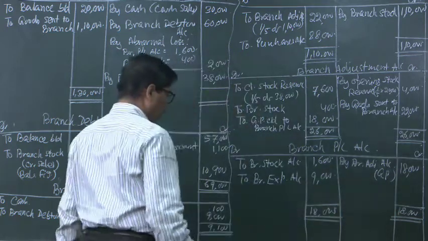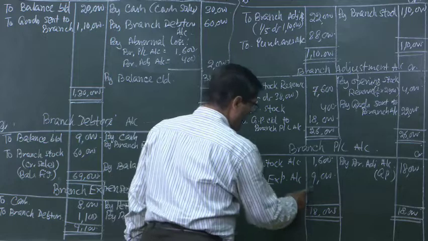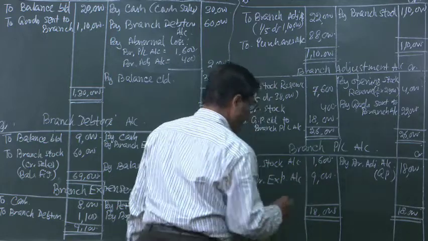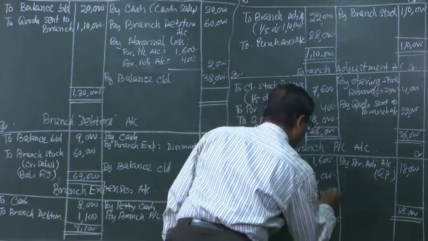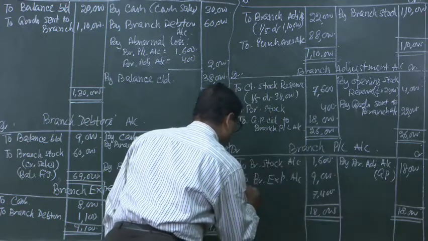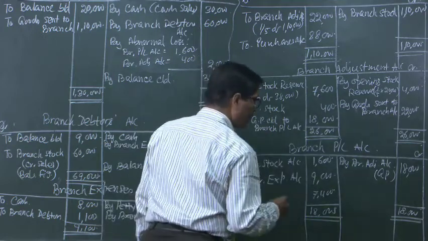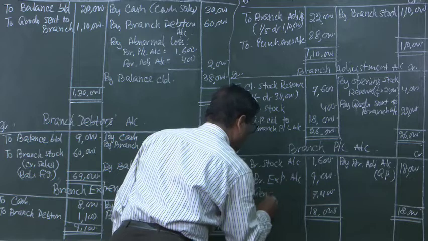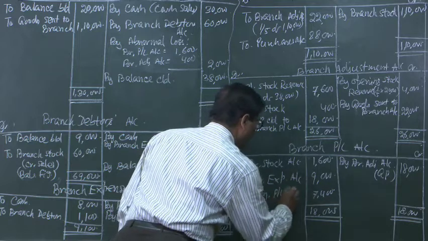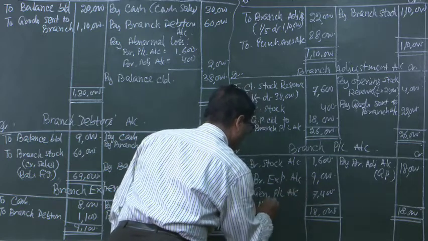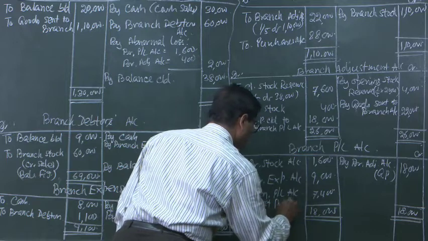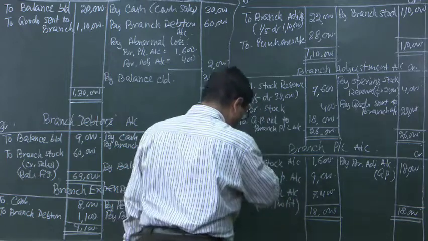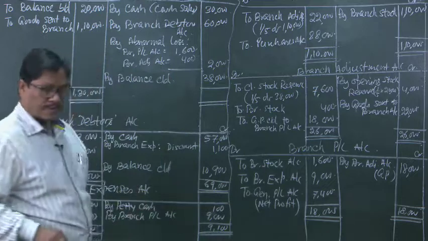If this is the case, then we can find out by totaling both the sides. 18,000 minus 10,600 gives you 7,400. This will be your net profit. To net profit transferred to general profit and loss account, or directly you can write to general profit and loss account within bracket net profit. So, this is the problem.